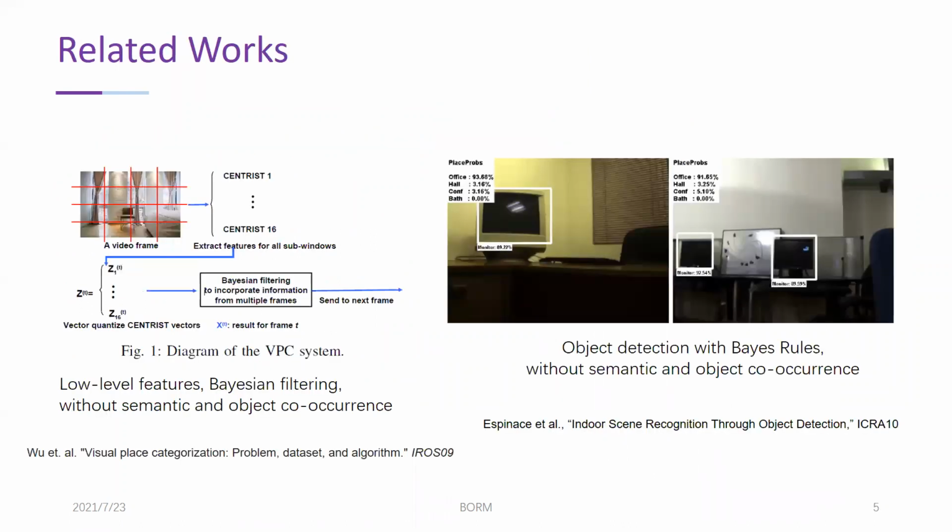The left figure uses the Bayesian filtering method to model scene recognition problems. However, it lacks the utilization of semantic information and is without the modeling of object co-occurrence. The right figure makes use of object detection to incorporate the semantic information with Bayes' rules. Nevertheless, it lacks the modeling of object co-occurrence.